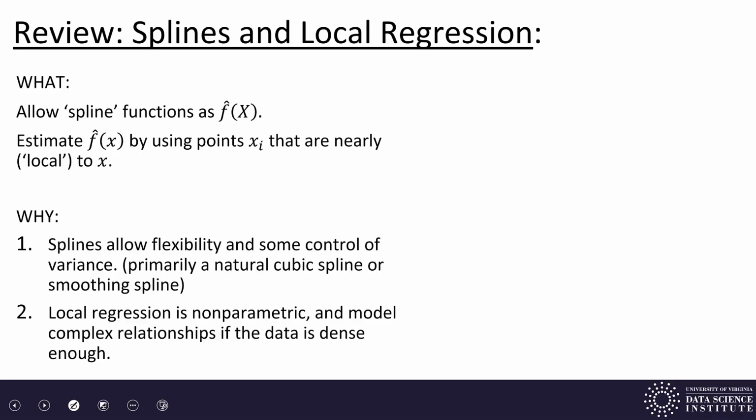And local regression is non-parametric, has a lot of flexibility. It's effectively non-parametric, and it can model complex relationships between inputs and outputs if the data is dense enough.